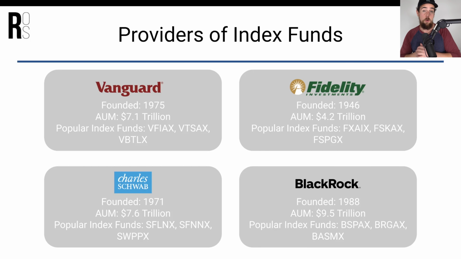Lastly, another name we should all be familiar with, that is Fidelity. They were founded in 1946. They have $4.2 trillion in assets under management, and popular index funds include FXAIX, FSKAX, and FSPGX. So all of these different providers are going to have a section on their website where you can look through the different index fund offerings. So this is a great place to begin your search, is looking with one of these four providers.